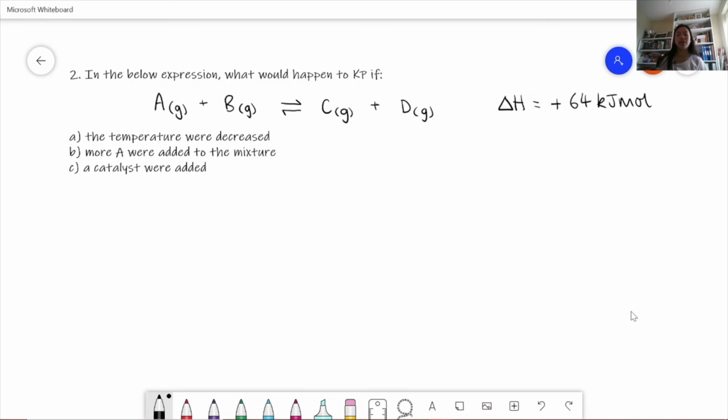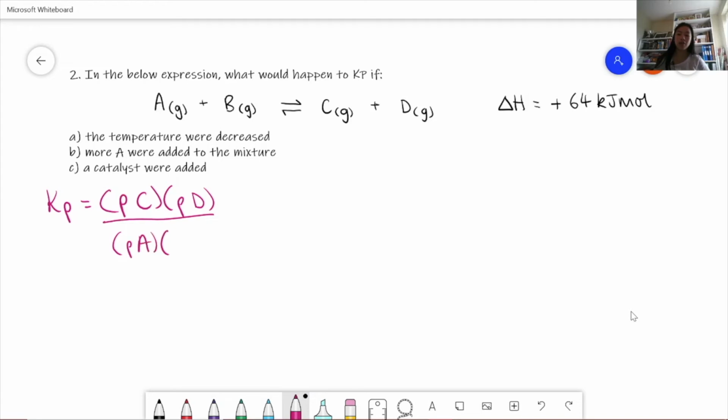So before I get started with number 2, feel free to pause the video and to try it out yourself first. So in the below expression, what would happen to Kp if the temperature would decrease, more of A was added to the mixture, and a catalyst was added? And so first, let's write down our expression for Kp. So our expression for Kp would be equal to the partial pressure of C multiplied by the partial pressure of D over the partial pressure of A multiplied by the partial pressure of B.